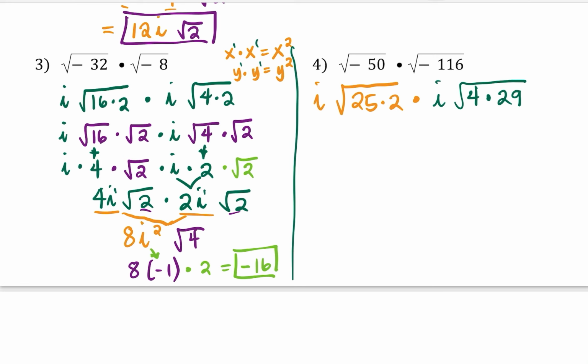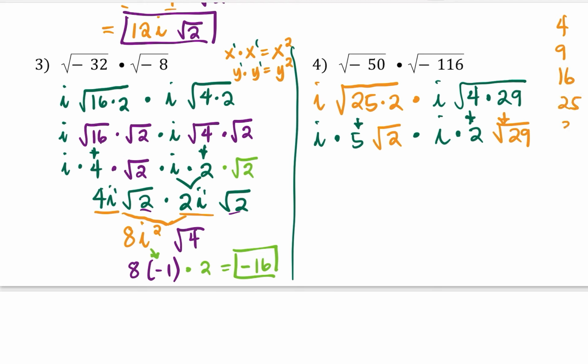So we have i times, this will be a 5, square root of 25. We drop square root of 2. And then we drop i. And this will give us times 2. Square root of 4 is 2. And then we are going to drop square root of 29 because 29 is not on the list. Remember, we've got 4, 9, 16, 25, 36, 49, the perfect squares. So that number is not on the list. So we drop square root of 29.